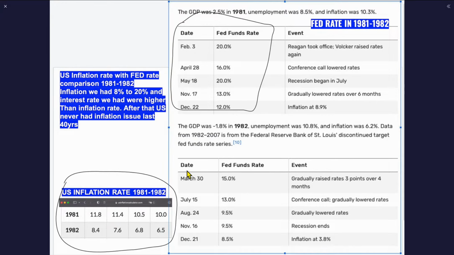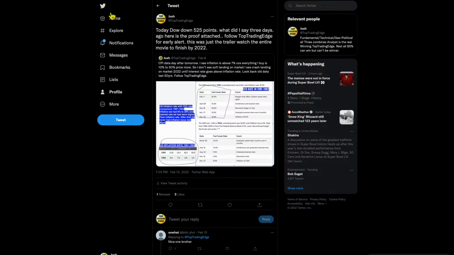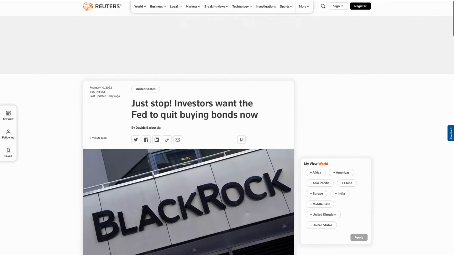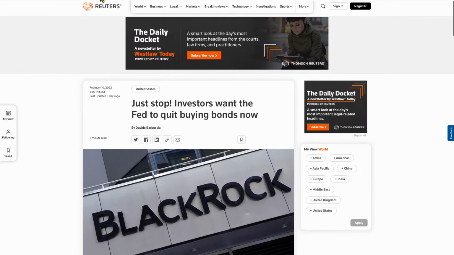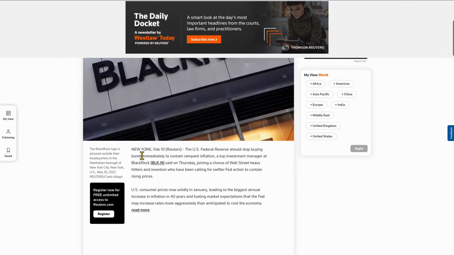So this is bad, and that's why I tweeted this also, that this is not right. I said, look, CPI data is the day after tomorrow, I see inflation is above 7%. I tweeted that too, and the market crashed 520 points that time. So these are the scenarios telling us that something is not right. And now I'm going to take you to what BlackRock is saying. They feel the same way.